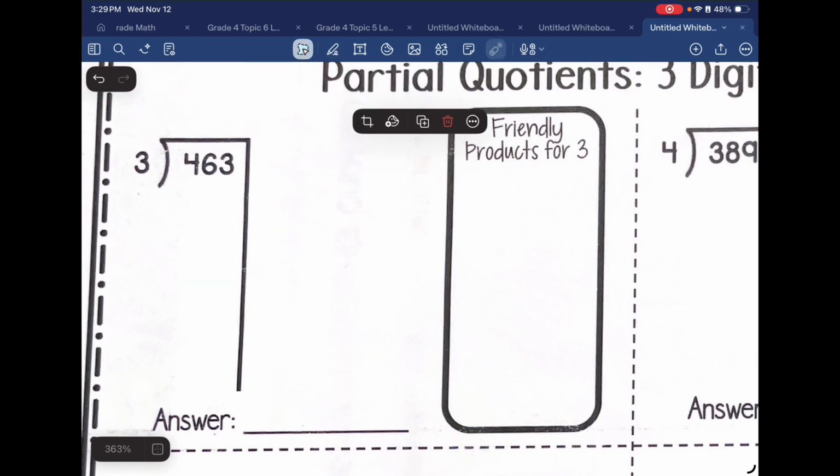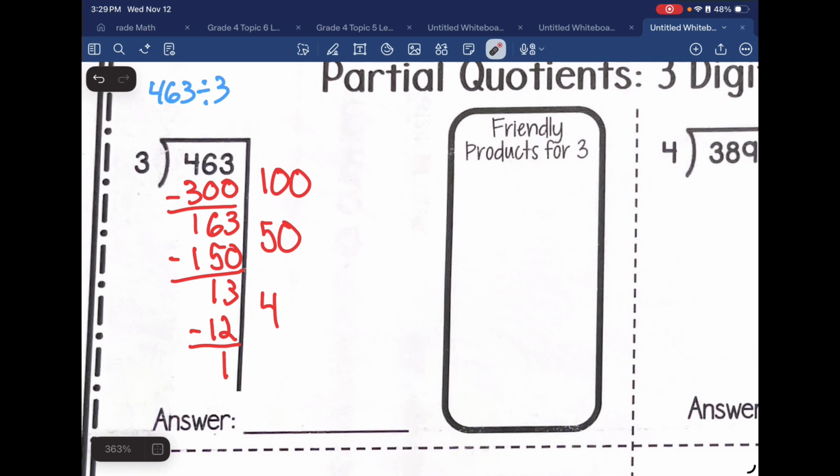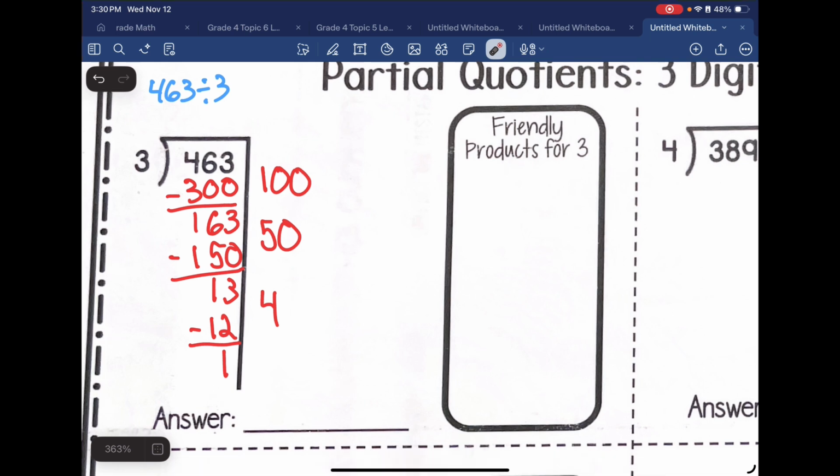Now I've got a 1 right here, which is less than my divisor. When that number is less than my divisor, then I am done. In some cases it would be a 0, but in this case I have 1 left over. That means this is going to be my remainder. Okay, let's keep that in mind.